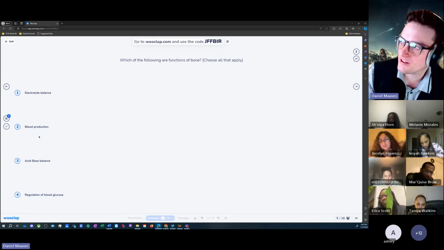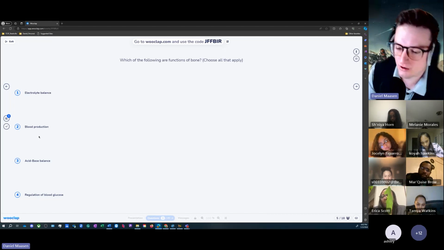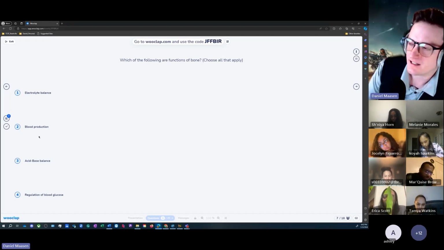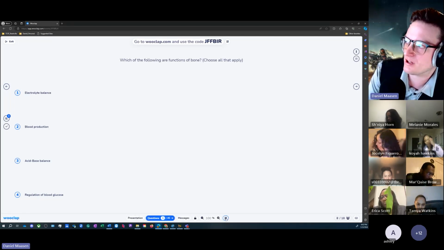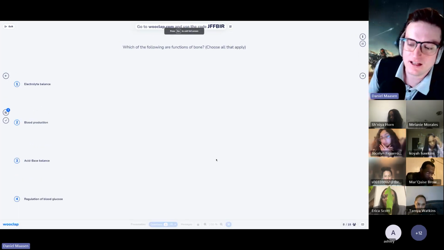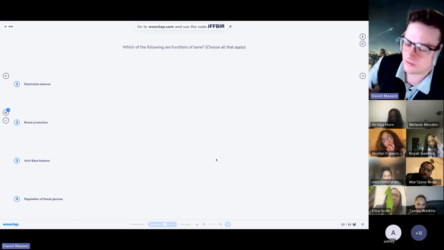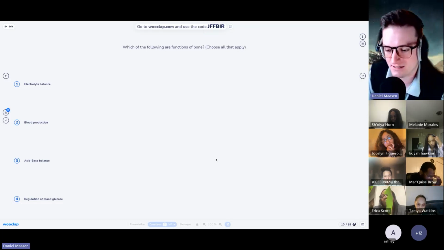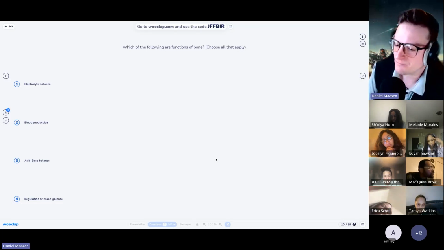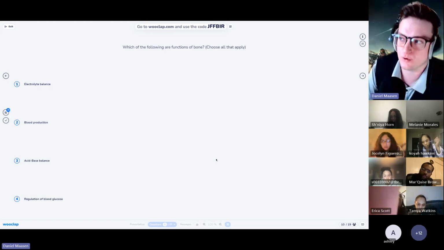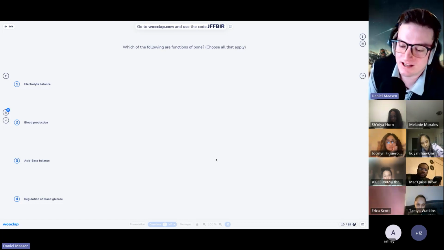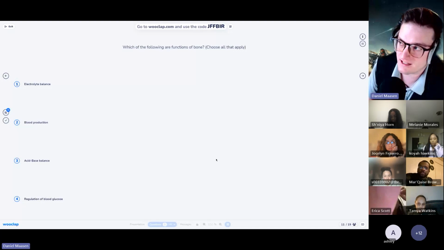So which of the following are functions of bone? This kind of question is one of those choose all that apply, select all that apply questions. This is that question type where it's possible that all of them could be right. That's usually not the case. I would say most of the time that's never the case. But it's always possible that 3 out of the 4 could be right. It's possible that 2 out of the 4 could be right, that sort of thing.